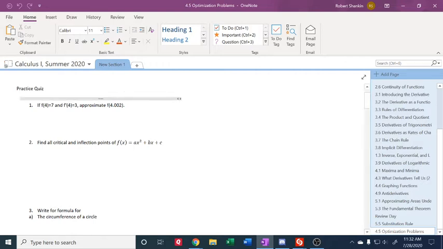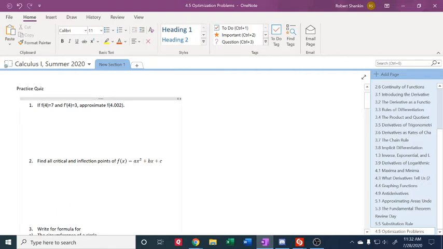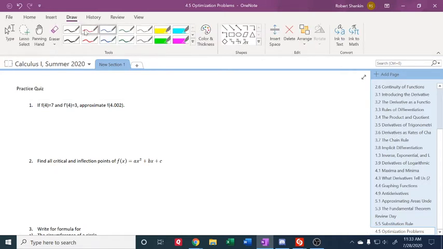Does anybody need more time on problem number 1? Alright, so I'm going to draw a rough sketch. I know it goes through this point. How does it go through this point? Well, the slope is 3, so it's kind of steep as it goes through this point. So for 4.002, it should be a little bit larger.